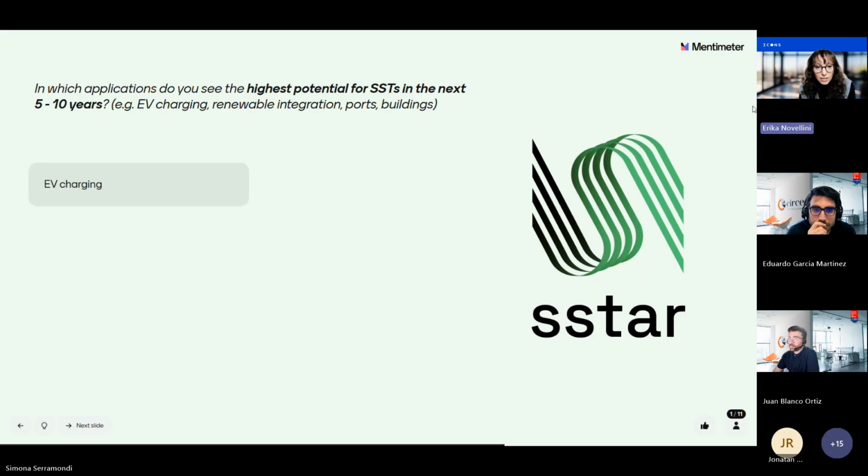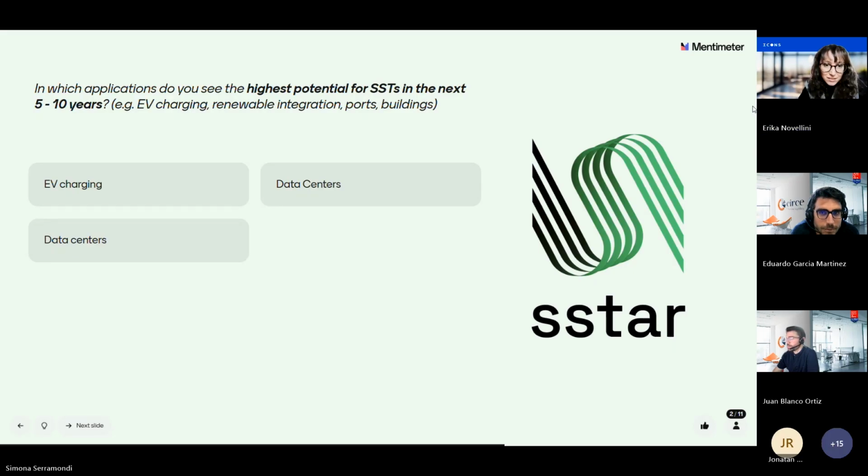So here is an open question. Feel free to write. Oh, interesting. We have 2 data centers. And electric vehicles, microgrids. That's interesting.